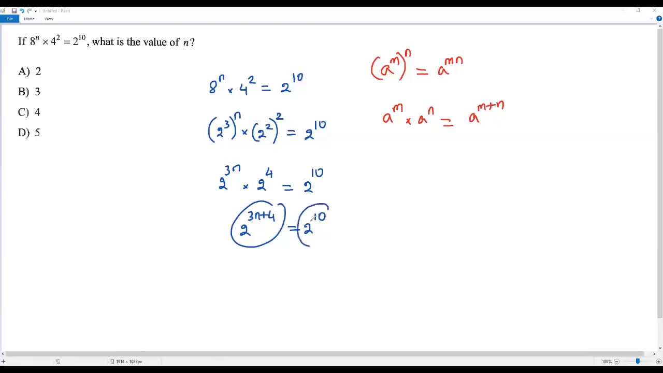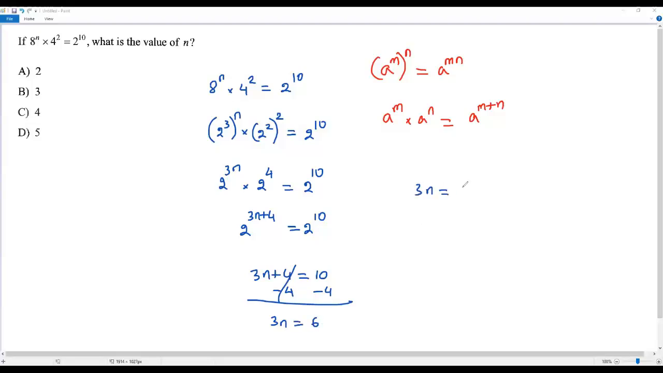Here two terms are equal with the same base 2. So whenever two terms are equal with the same base 2, we can equate the exponents. That is, 3n plus 4 equals 10. Okay, now we can solve for n in this equation easily. So first let me subtract 4 from both sides. Then I'll be getting 3n equals 10 minus 4, which is 6.